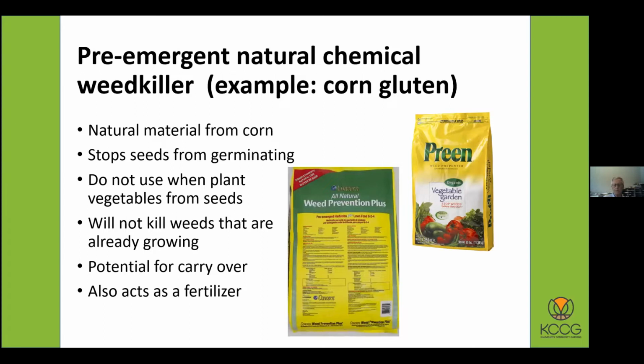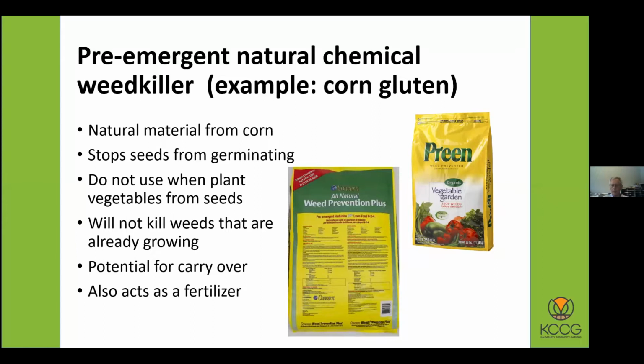This is a pre-emergent natural weed killer, which means it will prevent weeds from sprouting. And that company that I talked about before, the brand name called Preen, they actually make a version of this now that's specifically for vegetable gardens. Again, you still don't want to put it down anywhere where you're going to plant seeds. This is made from corn gluten, which is a grain product.